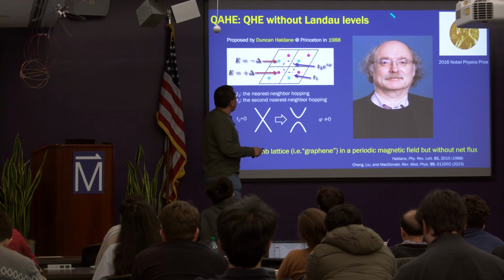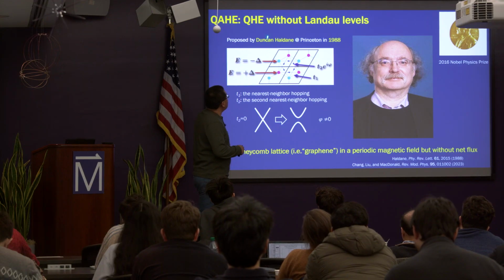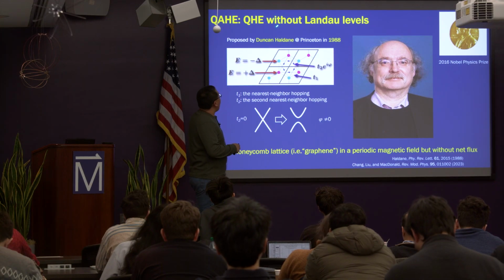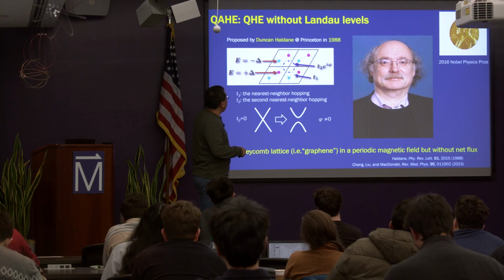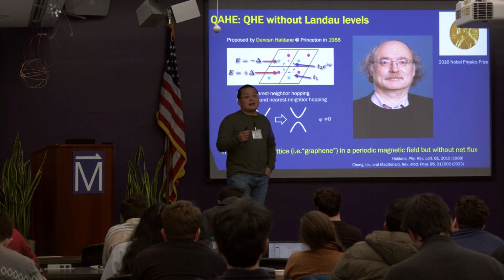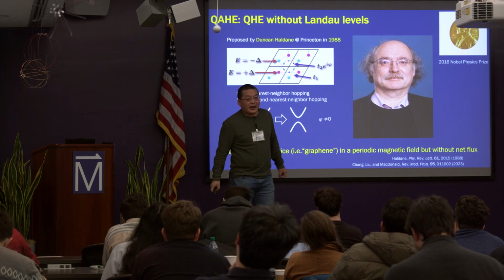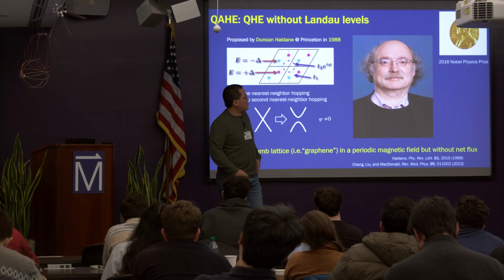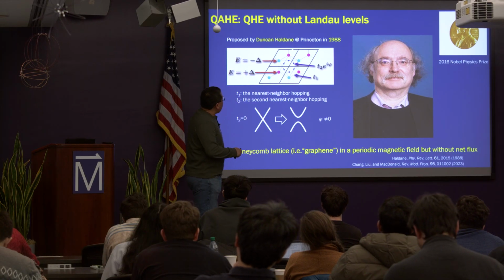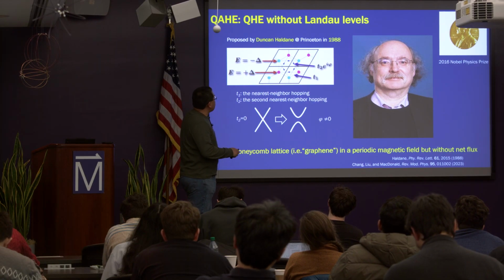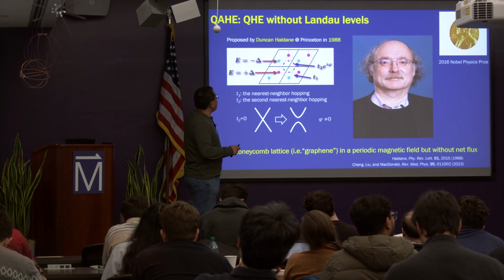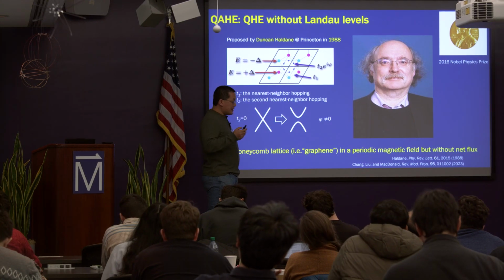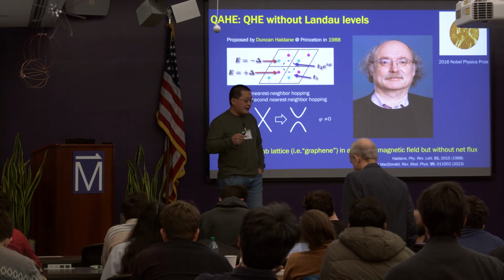In 1988, Duncan Haldane proposed the quantum Hall effect without Landau levels. We call it quantum anomalous Hall, in one layer of carbon atoms. One layer of carbon atoms, today we usually call it graphene. And in Haldane's model, he considered the nearest neighbor hopping and the second nearest neighbor hopping in his calculation.